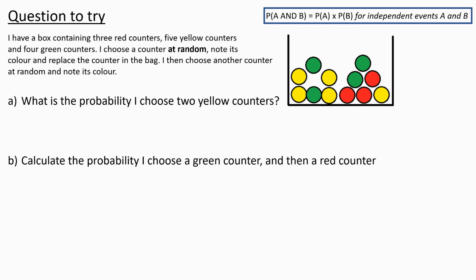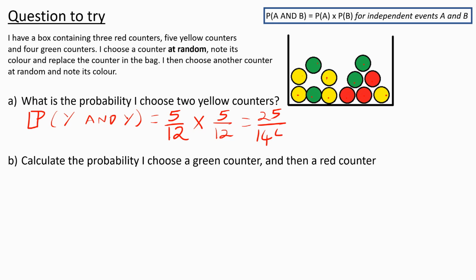Here are the answers. So firstly, what is the probability I choose 2 yellow counters? Remembering that I'm replacing the counters, so I want the probability of yellow and yellow. The chance that I get a yellow is 5 out of however many I have. So I've got 1, 2, 3, 4, 5, 6, 7, 8, 9, 10, 11, 12 counters. So it's 5 out of 12. And then another yellow counter, 5 out of 12. This is going to be 25 out of 144.